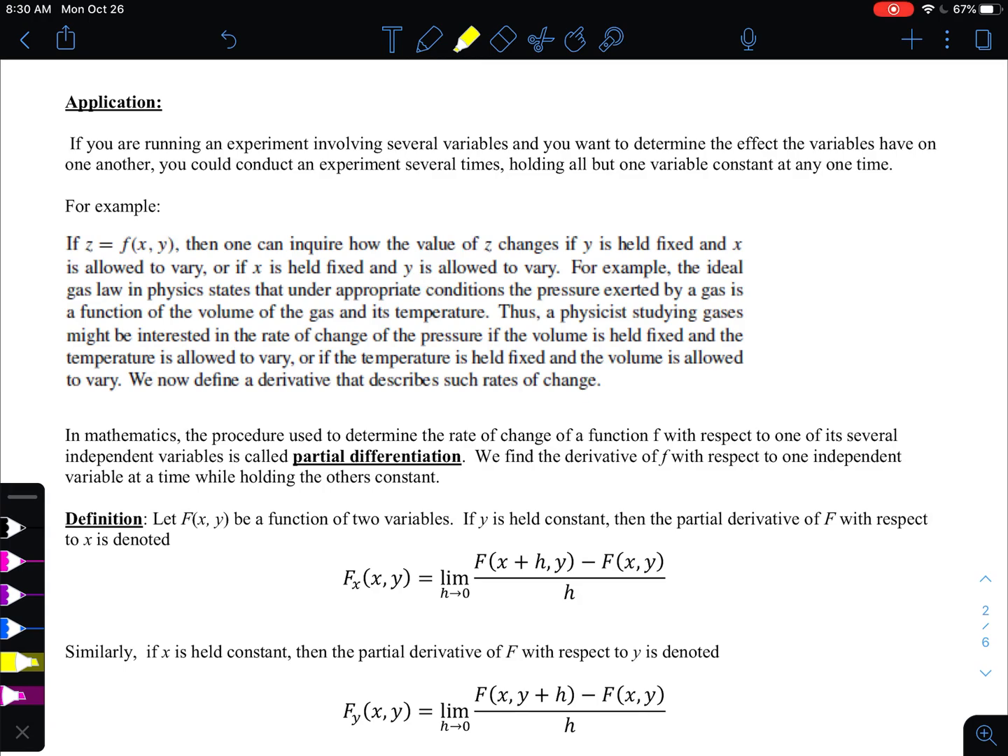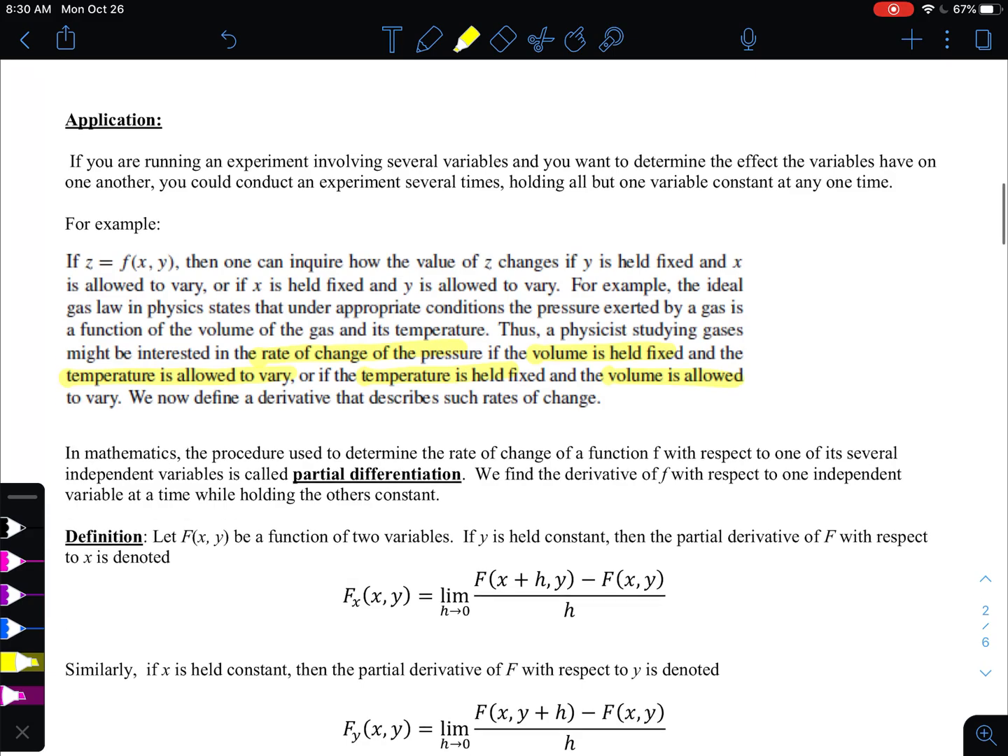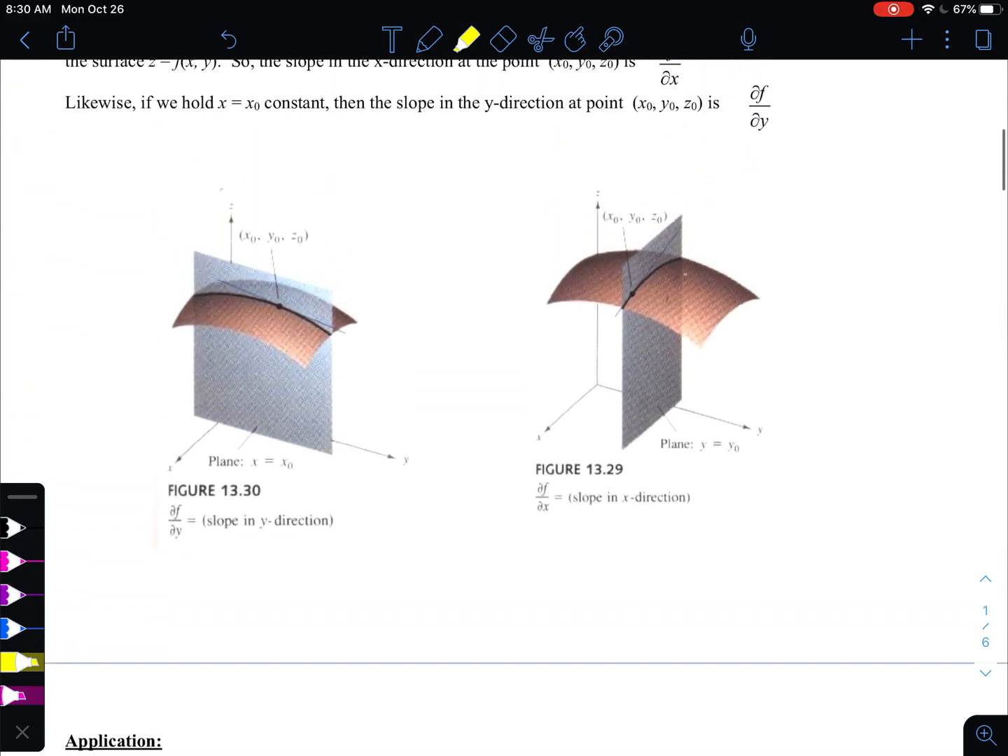So I gave an example here where you're looking at pressure and gas and temperature. We might be interested in the rate of change of pressure if the volume is held fixed, but the temperature is allowed to change. But what if we hold the temperature fixed and the volume is allowed to change? So just looking at the effects differently. Okay, so here's another picture.